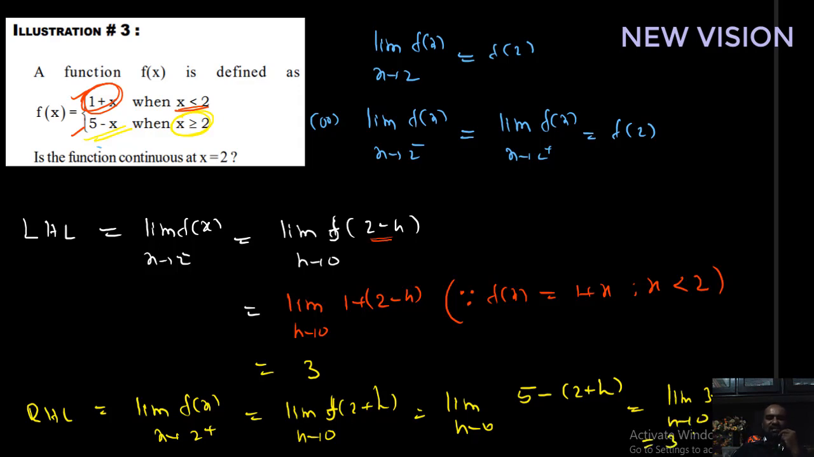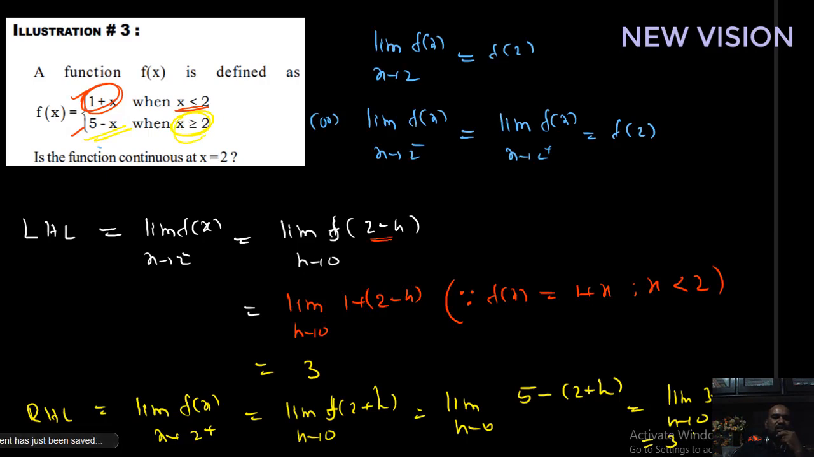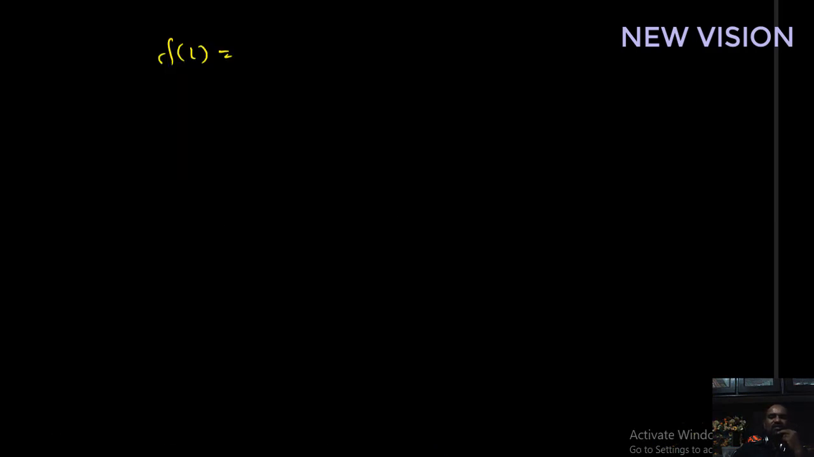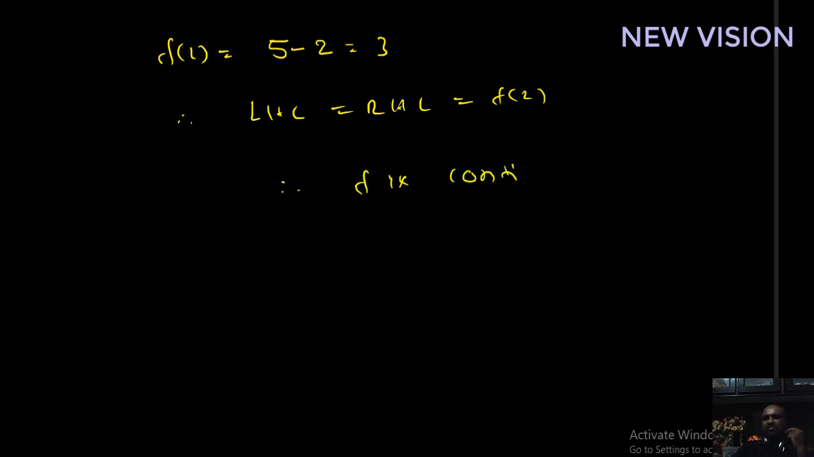LHL is 3, RHL is 3. What should we do now? We should find f of 2 now. So which rule is satisfied by f of 2? Nana, see, x equal to 2 or greater than 2 means the second rule. So instead of x I can write 2 in that rule, that is 5 minus 2, which is equal to 3. Finally, what happened? LHL equals RHL equals f of 2. Therefore f is continuous at x equal to 2.